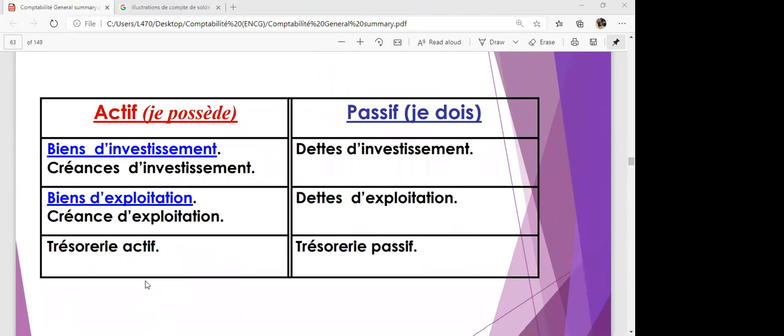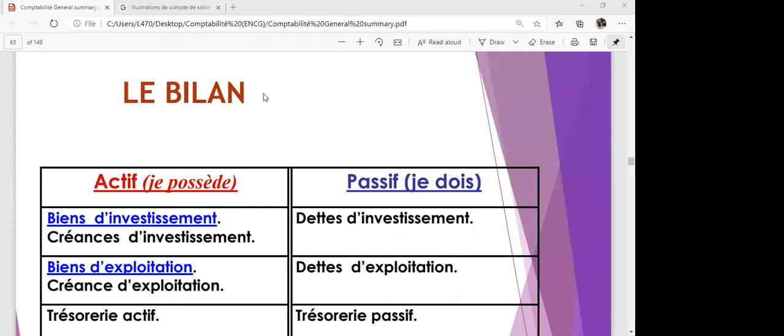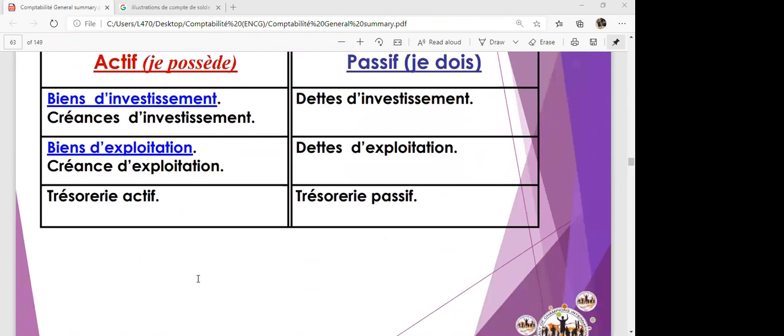So, je possède et je dois, here, this is an illustration for a better understanding of the financement permanent part. We have je possède, these are things that we actually own ourselves and we put into the business. Et je dois are the debts, the loans, the credits that we are drawing from other people or companies or investors. We move on to this.